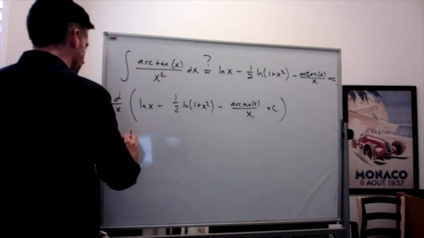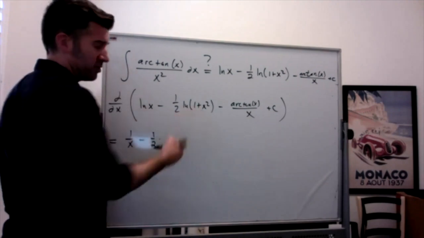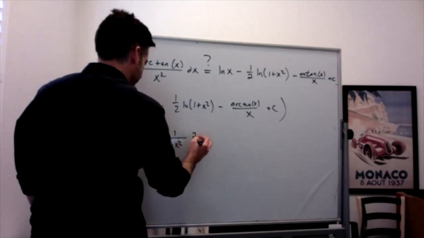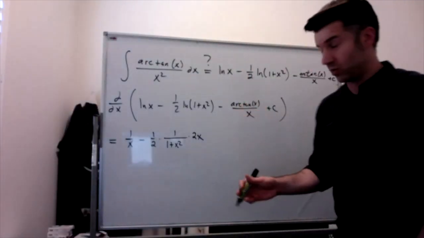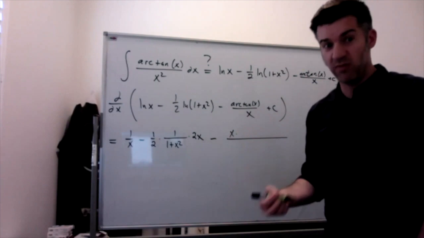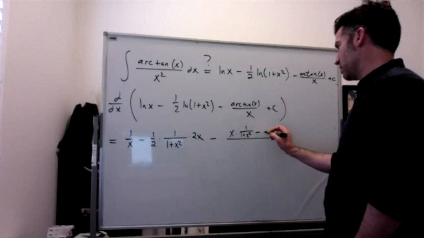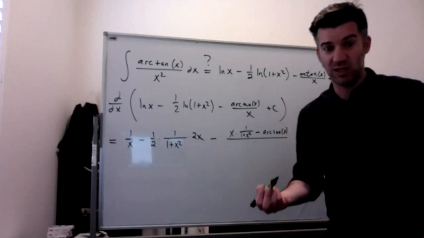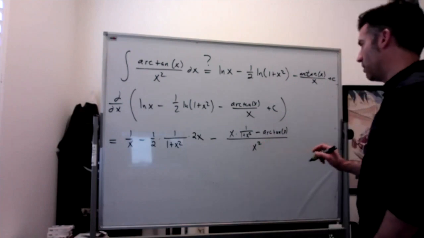So this derivative is 1 over x minus, let's see, 1/2 times the derivative of the natural log of 1 plus x squared is 1 over my stuff times the derivative of my stuff. Okay. And then the derivative of arc tangent x over x, we're going to have to use the quotient rule. So it's going to be bottom times the derivative of the top. The derivative of the arc tangent of x is 1 over 1 plus x squared, minus the top times the derivative of the bottom, which is just the derivative of x is 1, all divided by x squared. That's looking pretty funky. And then plus 0.